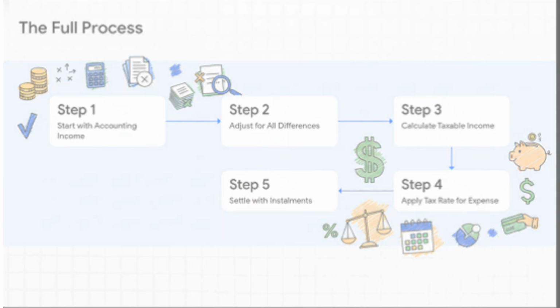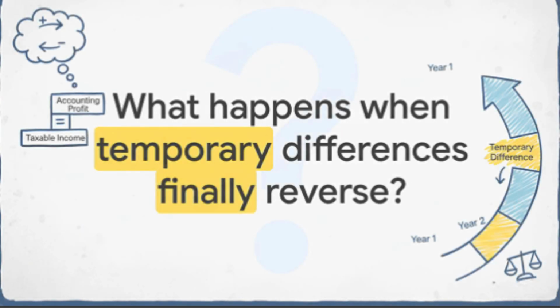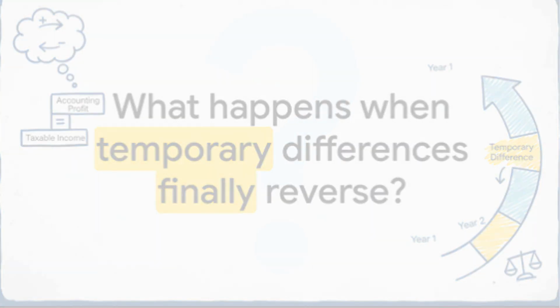And that brings us to one final huge question. We said those temporary timing differences eventually reverse, right? So what happens on the books when they do? Well, that is the perfect setup for something called deferred taxes, where the story of those timing differences continues. We'll be tackling that in our next video.